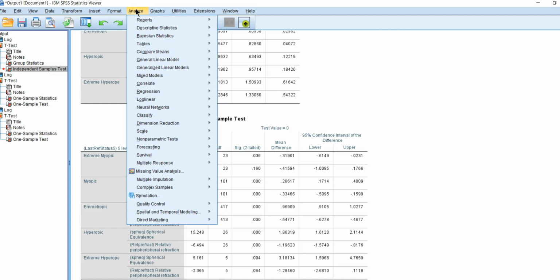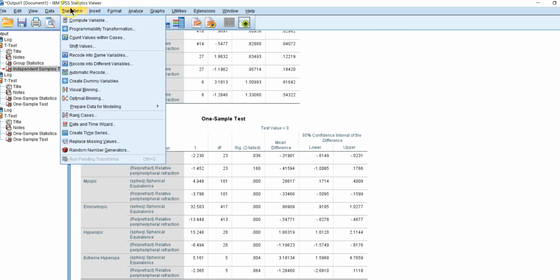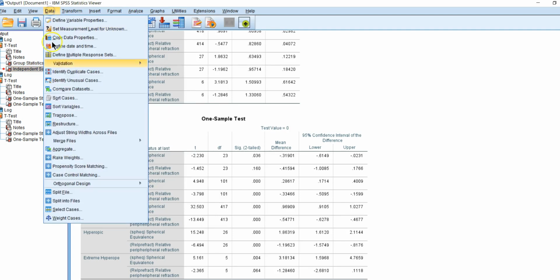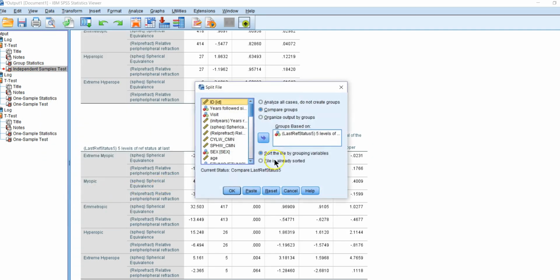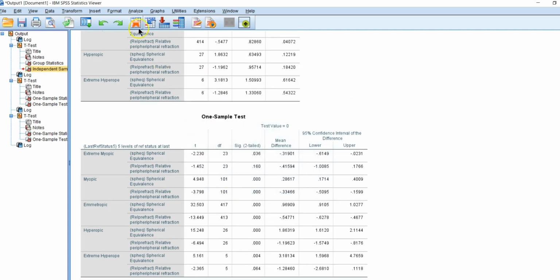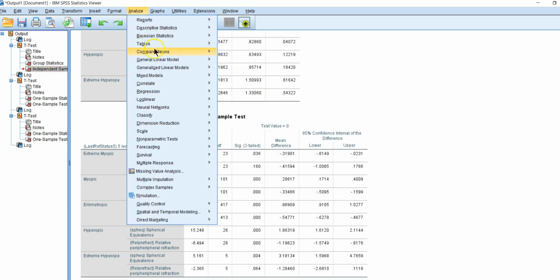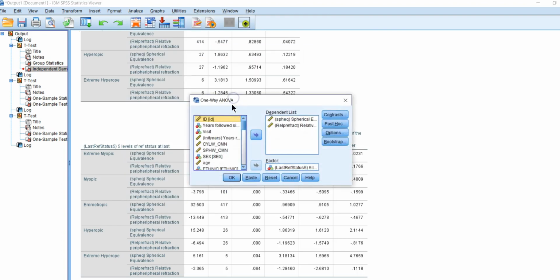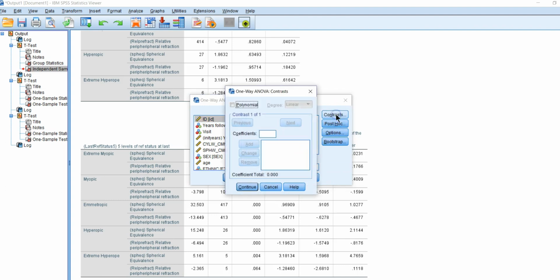So let's look at all our things. First of all, we have to remove our split. Data split. And we're going to leave that there, but we're going to just analyze all cases, so that gets grayed out. Let's go analyze, compare means, one-way Anova. We have those two, and we have our factor, last refractive status. We can look at what are contrasts.